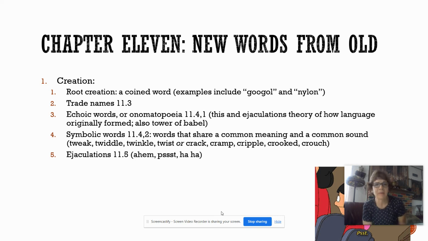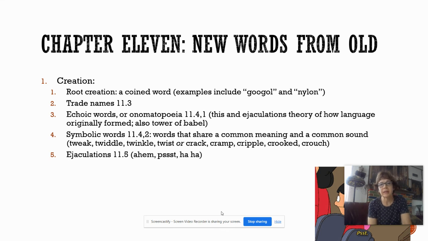So trade names. A third way is echo words. Echo words can make their way into the language. Onomatopoeic words can sometimes become just more standardized. It has been argued that there are no true echo words. And I think in the very beginning of the semester, I showed you guys a video that talked about how animal sounds differ from one language to another. But at any rate, this is another way new words can be created.